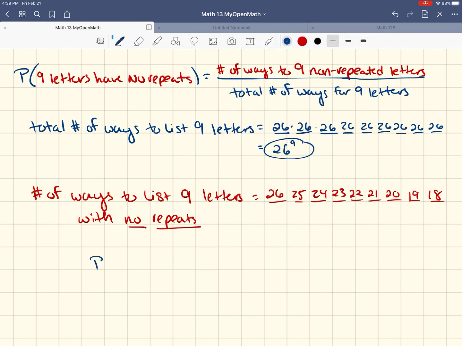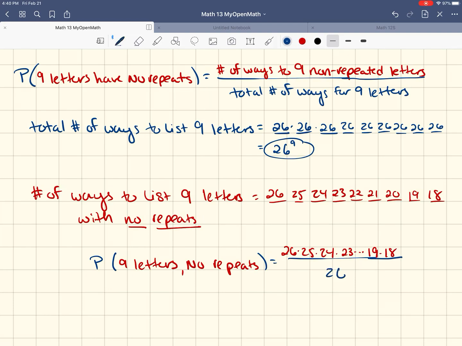So here is our new probability. Our probability to have 9 letters with no repeats is going to be 26 times 25 times 24 times 23, all the way down to 18. So not quite a factorial because it doesn't go all the way down. And then divide that by 26 to the 9th power.